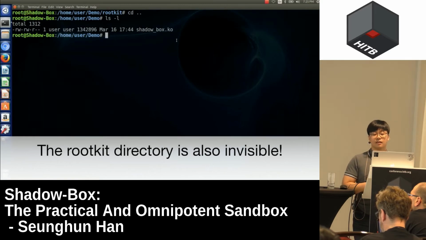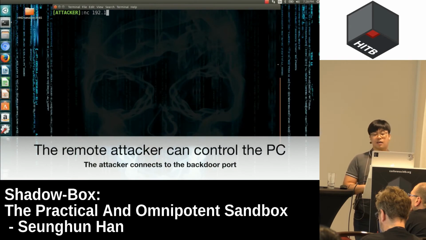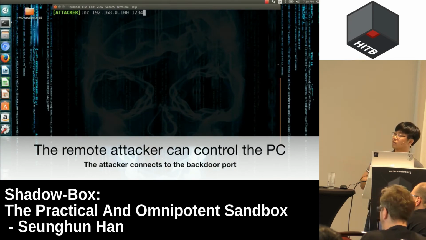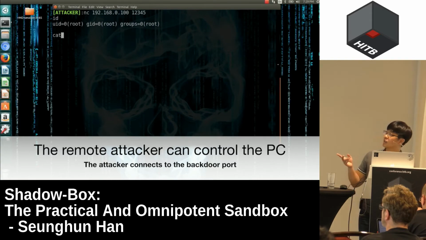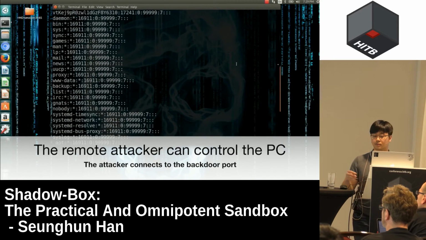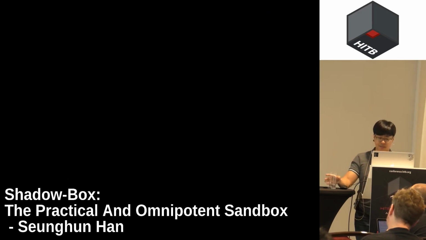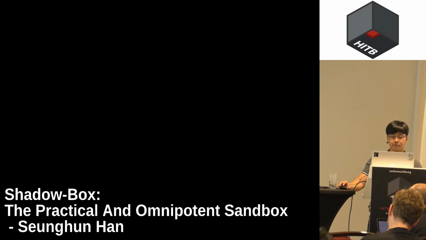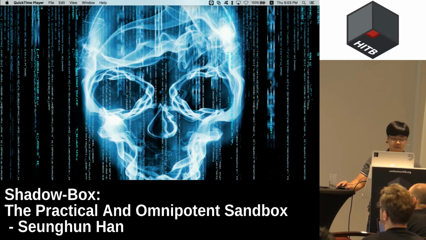So the remote attacker does everything through the backdoor port. The remote attacker can connect to the backdoor port and control the victim PC. As you can see, he got root privilege and got the shadow password from the PC. Yeah, this is the typical demo. And the next one is slightly different. Wait a second.